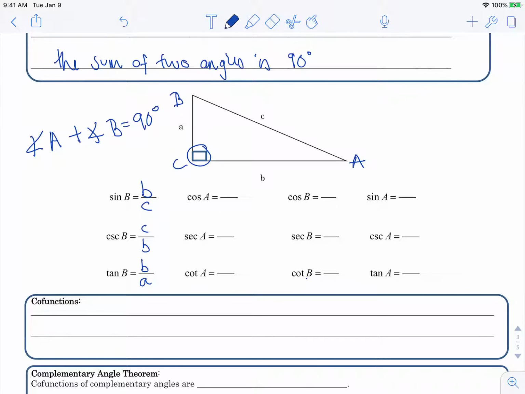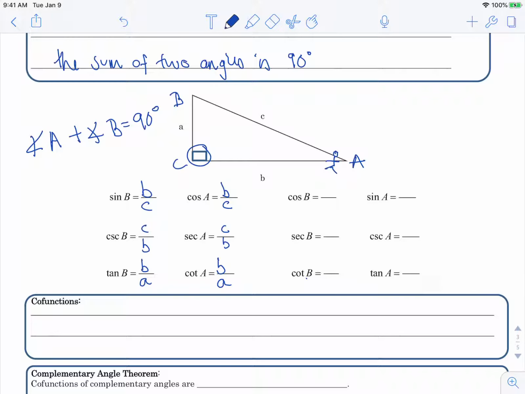So cosine of A, well, I'm standing at A now, so here I am. That's going to be adjacent, so B over hypotenuse. Secant of A is the reciprocal, and because we're still standing at A, that would be C over B. And cotangent of A, well, remember, it's going to be adjacent over opposite since it's cotangent, so that's going to be B over A. All right, let's keep filling this out.